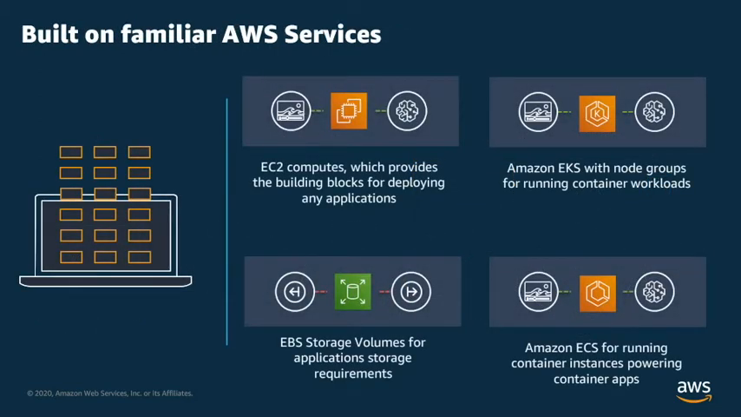One of the most important things about AWS Wavelength is that it brings the same exact infrastructure that is used in the AWS region closer to the end users. The compute and storage services that are available in Wavelength are the same familiar Amazon EC2 compute instances and EBS-based storage for your application storage requirements. And you can use ECS or EKS to run your container-based applications.